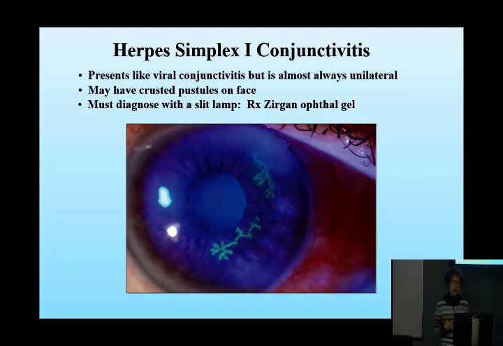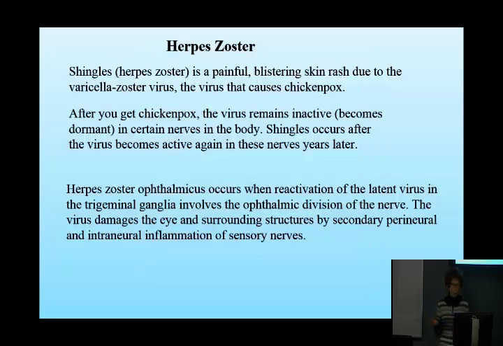Herpes zoster is also obviously a herpes infection, but this is shingles. So this is related to the shingles that people get on their skin, caused by the virus that causes chickenpox that has gone dormant in their body. And then for whatever reason, the virus becomes active again in certain nerves. It could be stress that activates them. It could be a decrease in their immune system. We're not quite sure why some people get zoster or shingles and some people do not.